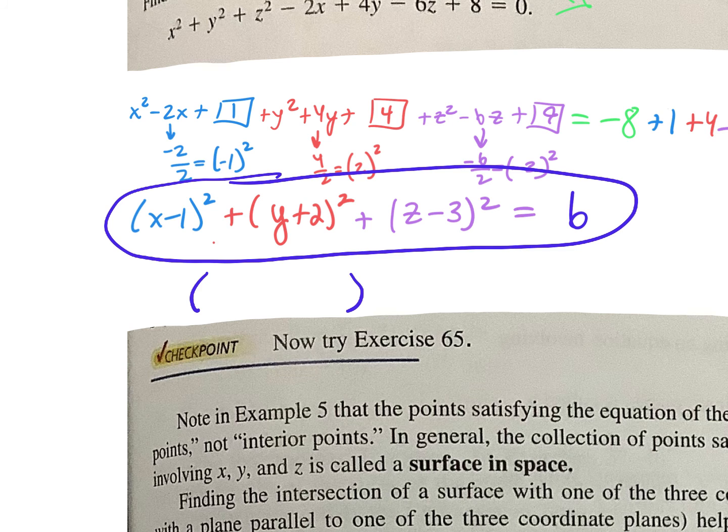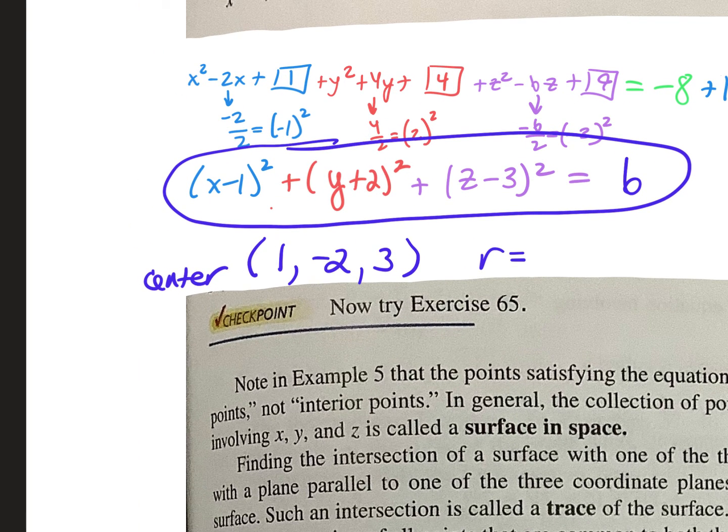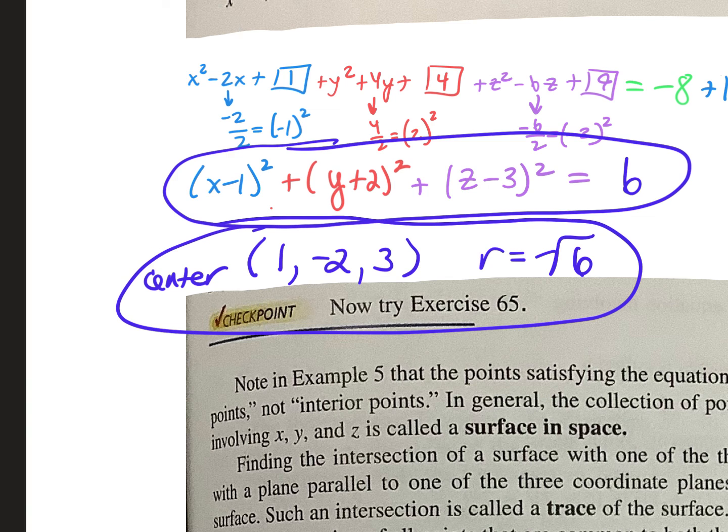Not positive 1. Good. It's the opposite. Positive 1. Then what? Negative 2 and 3. Perfect, Camila. So that's my center. And then what's my radius? In the formula, it's correct. My formula is radius squared, so here it would be the square root of 6. Now, if that was like 18, say the square root of 18, you'd have to break that down. But this, guys, it's the same thing we've been doing 50 million times.